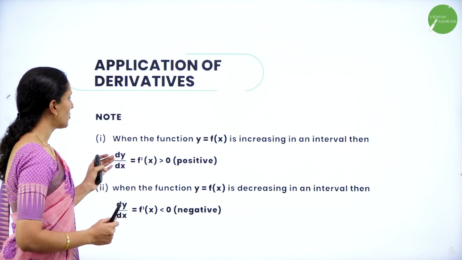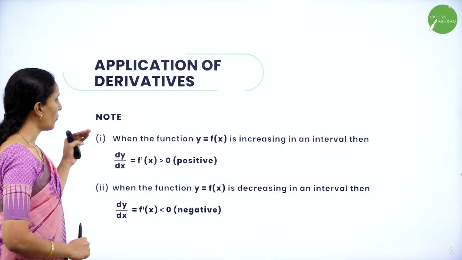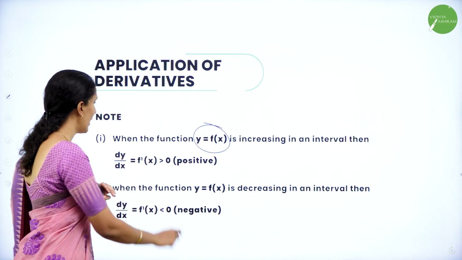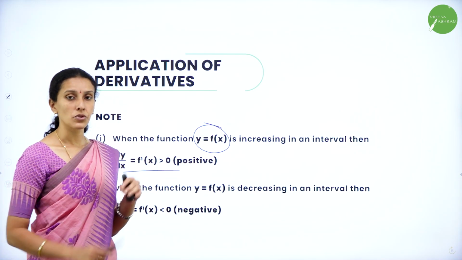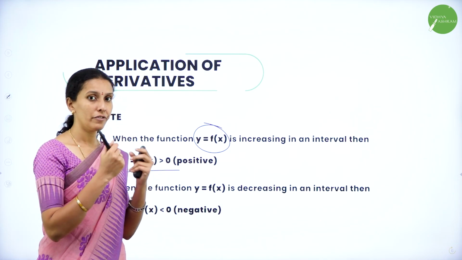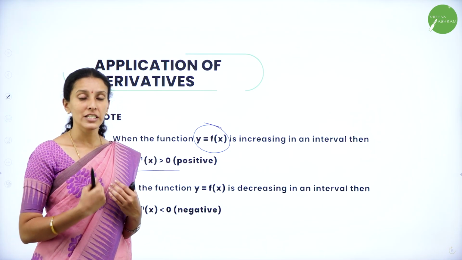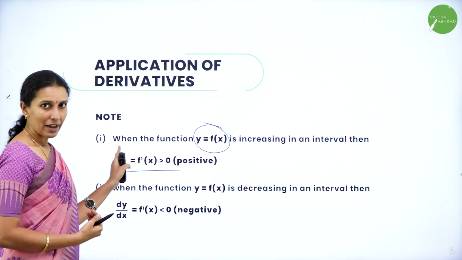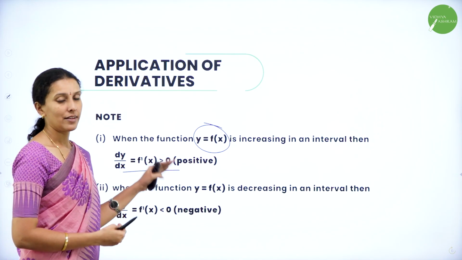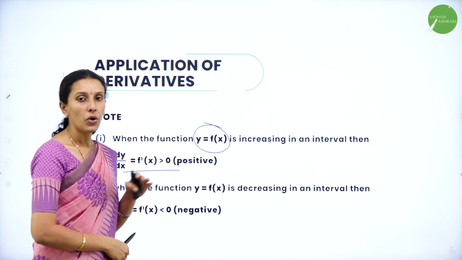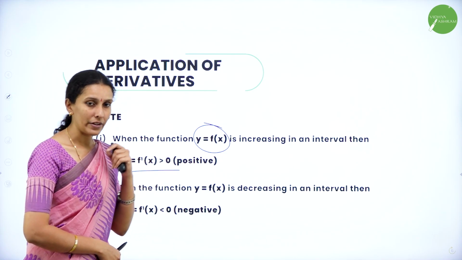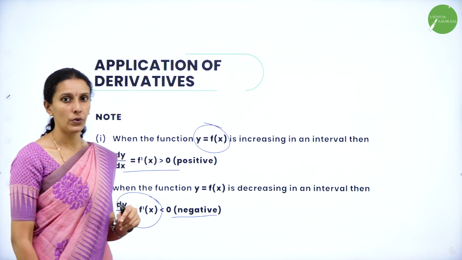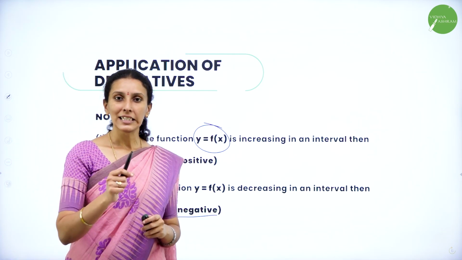Now, coming to an important topic here. So when the function y is equal to f of x is increasing, then its derivative is always positive. So by the help of derivative, we can find whether the given function is increasing or decreasing. So here, you can see the derivative of a function, that is f dash of x. If f dash of x is positive, we say the function is increasing, and similarly if f dash of x is negative, that is less than 0, we say the given function is decreasing.